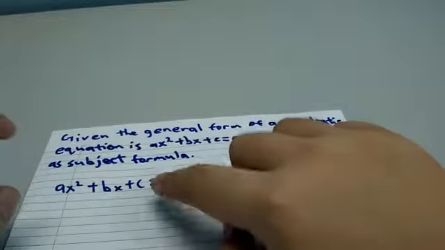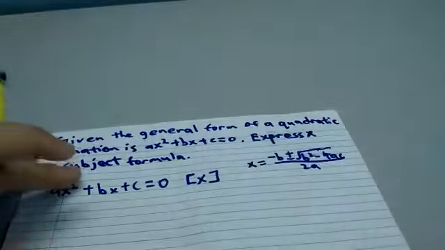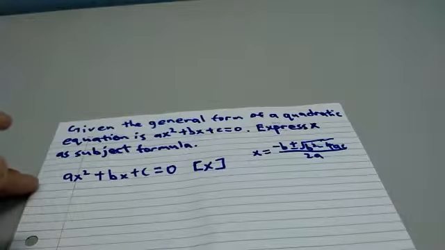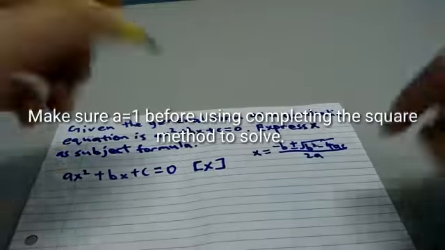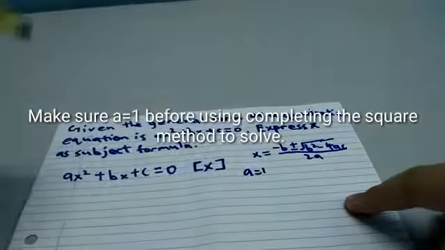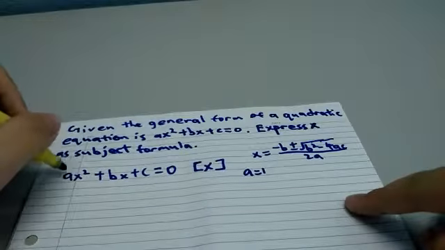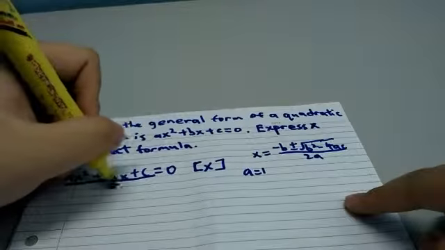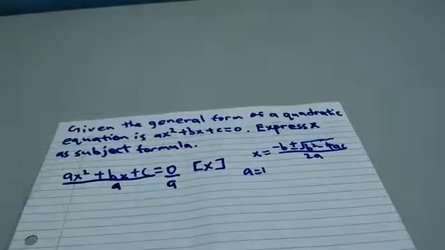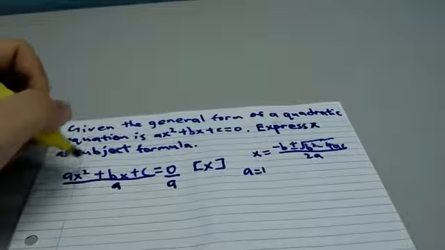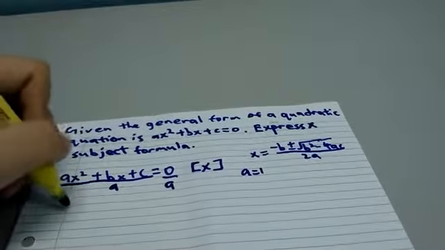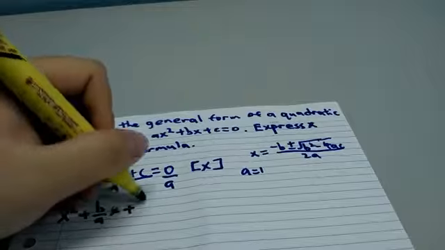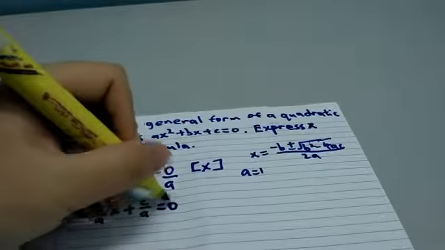This is the general form of the quadratic equation. As usual, when we are doing the completing the square method, we must make sure that a is equal to 1. But this is a, so we want to make this equal to 1. So we need to divide by a, and then divide the whole equation by a. So it will become x squared plus b over a x plus c over a is equal to 0.